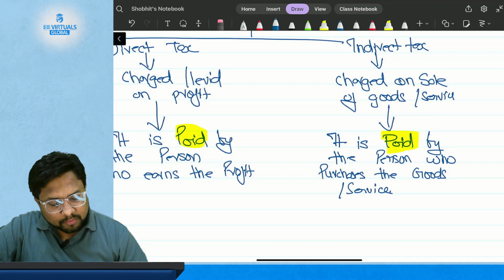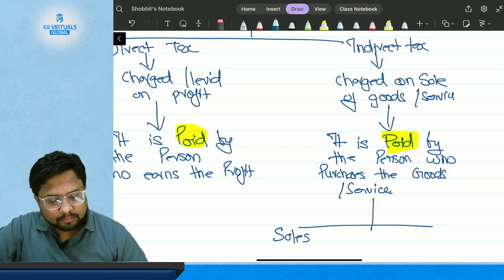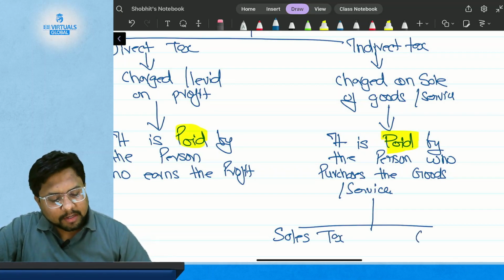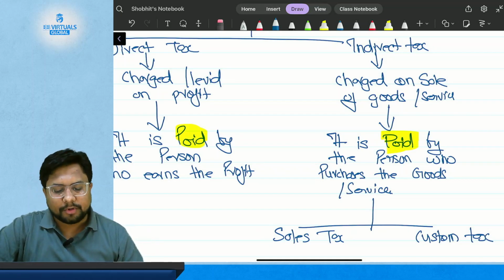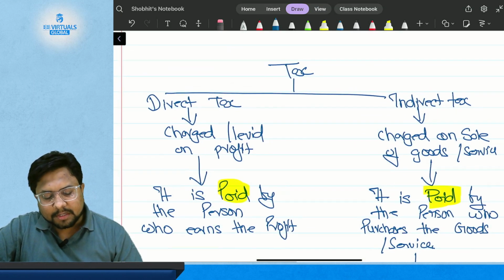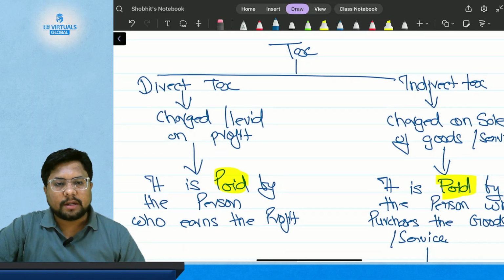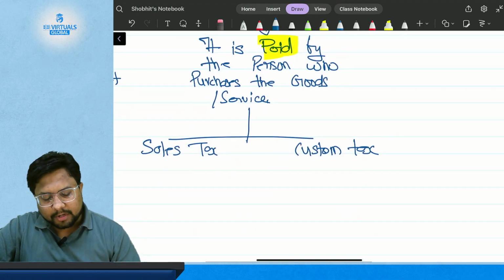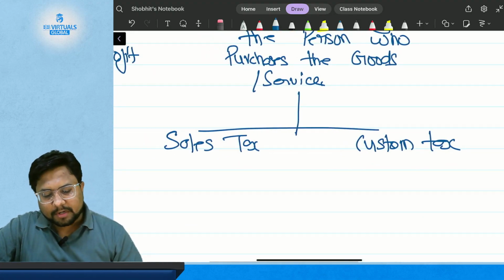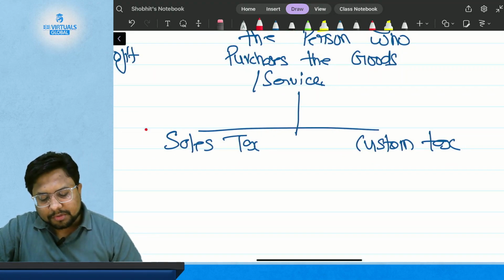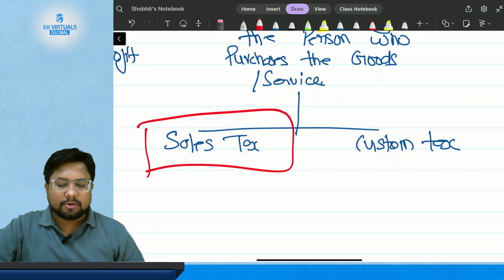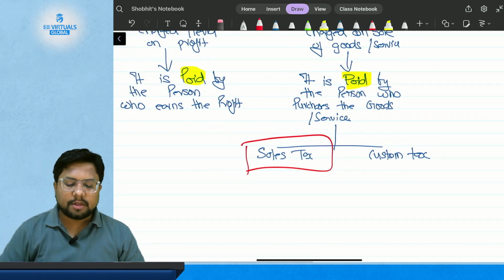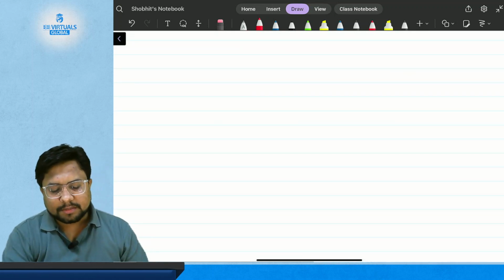Indirect tax is also of two types. First one is sales tax and another one is custom tax or custom duties. So what is the structure of tax? Tax is divided into two categories, direct tax and indirect tax. Then indirect tax is further divided into two categories, sales tax and custom tax. And today we need to study what is sales tax. Okay, so now let's focus on sales tax.